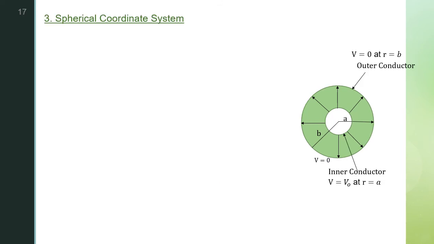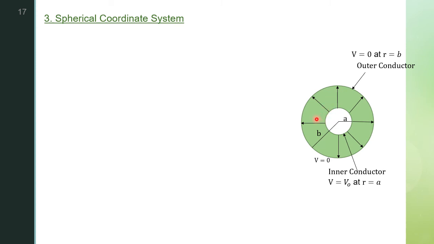Now we'll consider the case of the spherical coordinate system as well. So we have a set of two concentric spheres. The inner conductor is a sphere of radius a and potential V0, and the outer conductor is of radius b and potential 0. Similarly, the field lines will radiate from the inner conductor to the outer conductor. These are the two conductors and the region between them is dielectric.